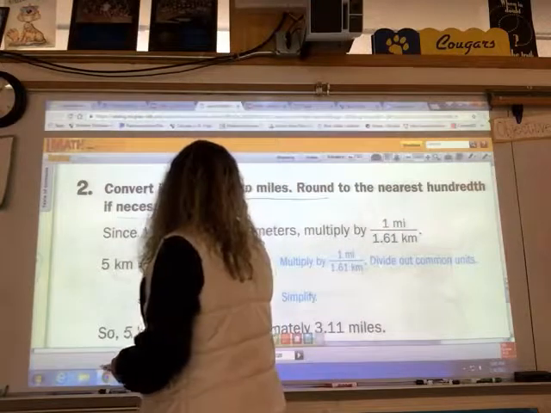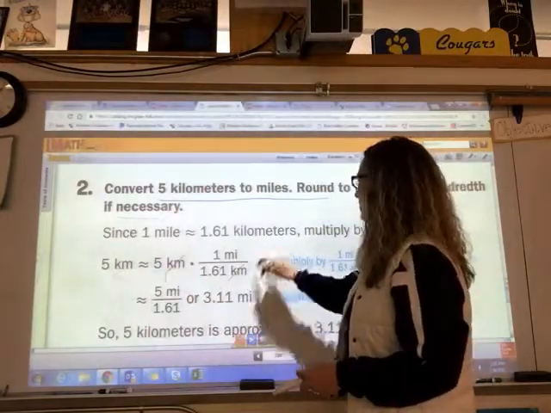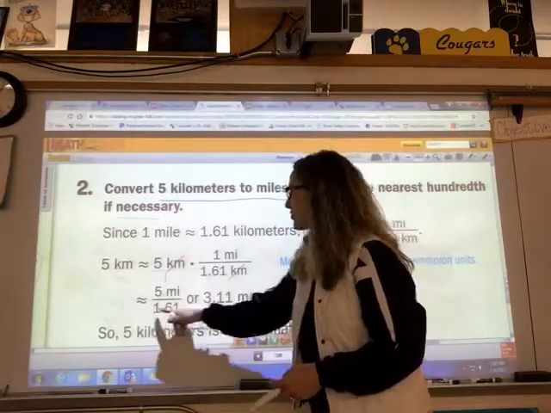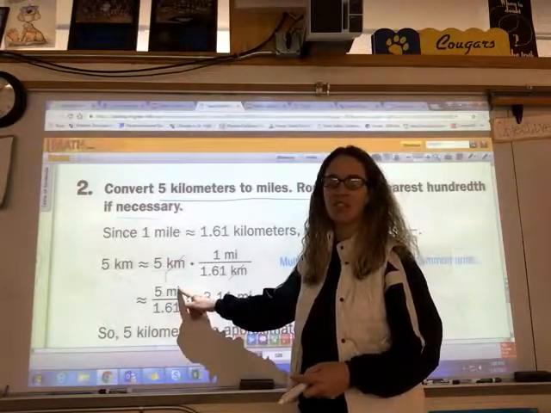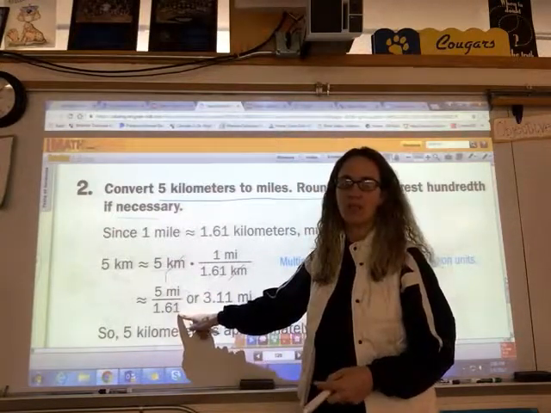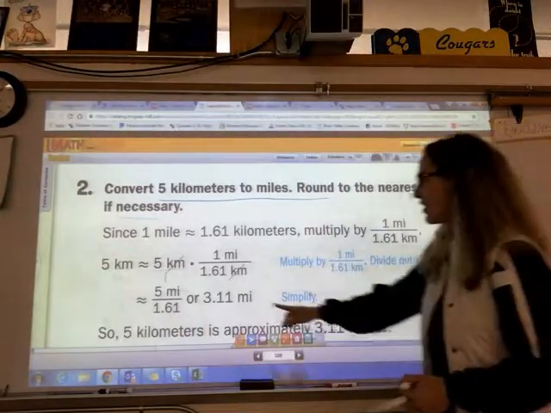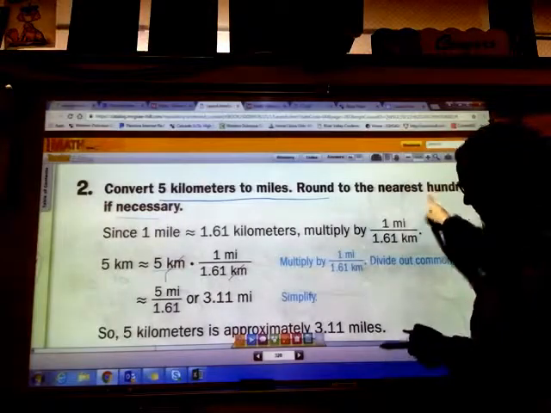Now, again, think of this as a fraction. 5 times 1 is 5. So I would have 5 on the top, as you can see they have there. 1 times 1 and 61/100ths would be 1 and 61/100ths. So you want to simplify that. So you're actually going to take 5 divided by the 1 and 61/100ths. Then you would come up with 3 and 11/100ths miles. Again, rounding to the nearest hundredth. Okay?